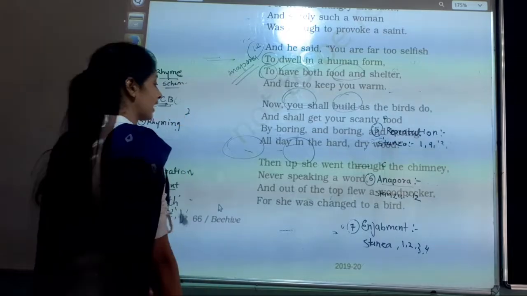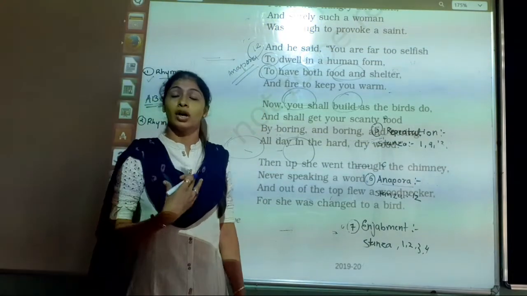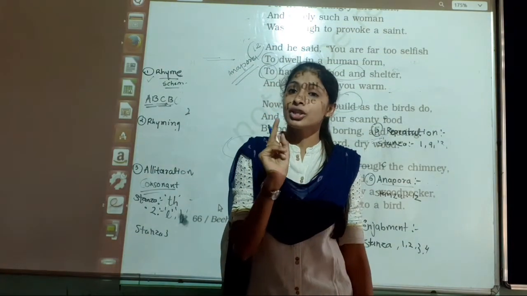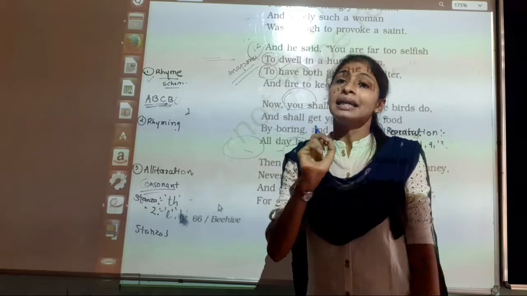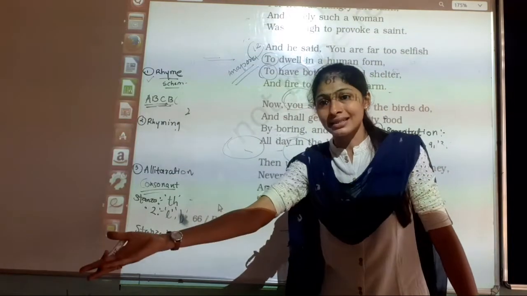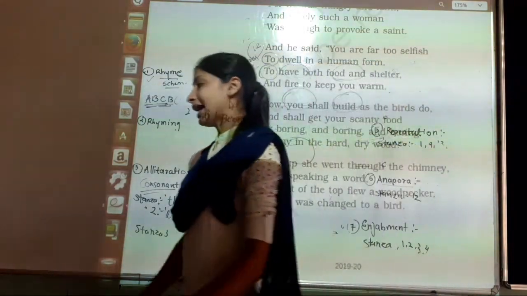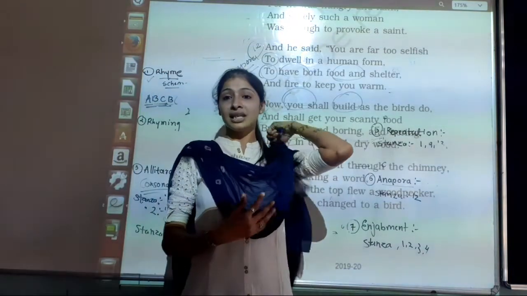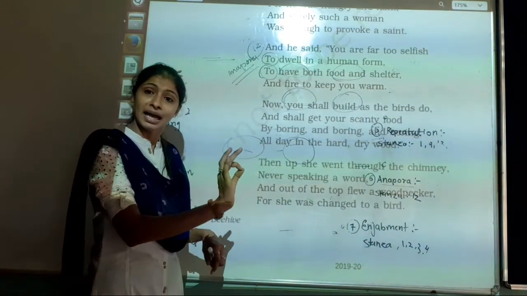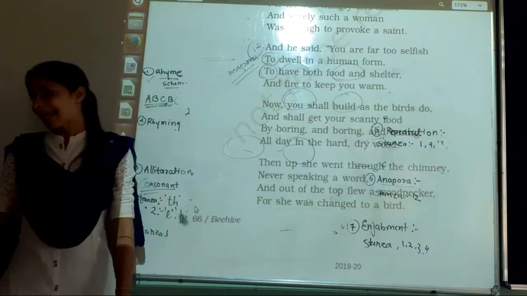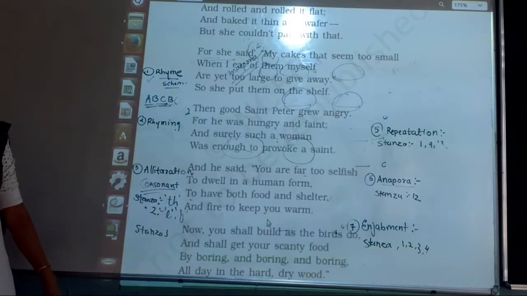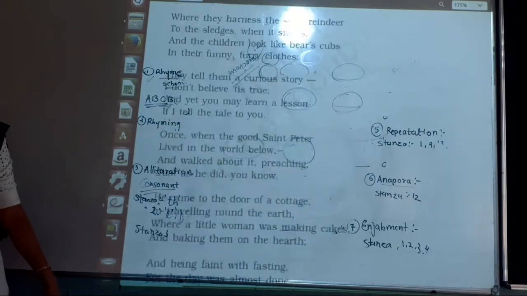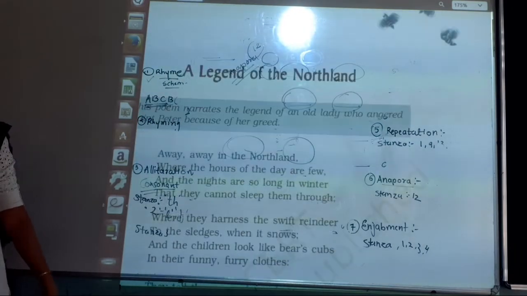Enchantment. Next point is enchantment. Enchantment means, if there is one line and at the end of that line no punctuation mark is given, it means the line continues in the next line. We have to keep in mind that if no punctuation mark is given at the end of the line, that becomes an example of enchantment. As we see here, we will write examples also. See, in the first stanza, we can find it.